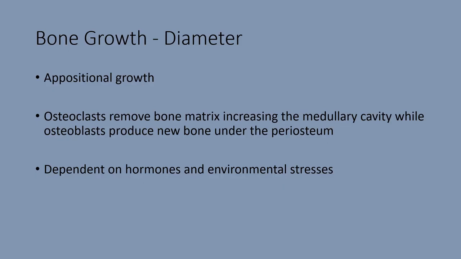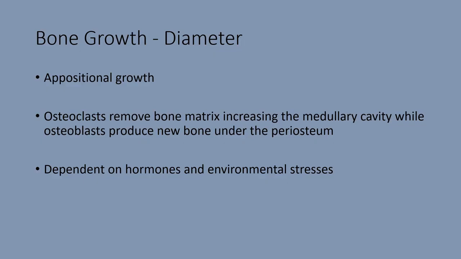So that's how you would grow in length, but how does the long bone, say, grow in diameter? It's called appositional growth. What's going to happen here, it's dependent on hormones and environmental stresses as well. Remember, your osteoclasts are removing the bone matrix. Osteoblasts are adding to the bone matrix.